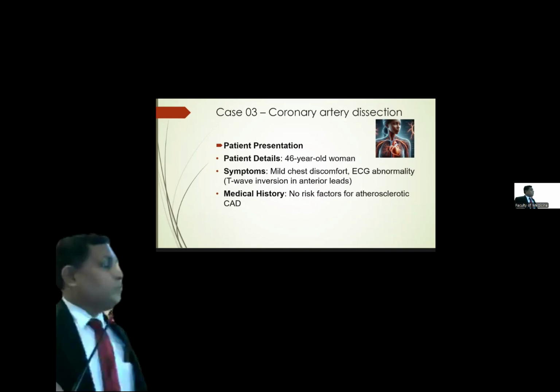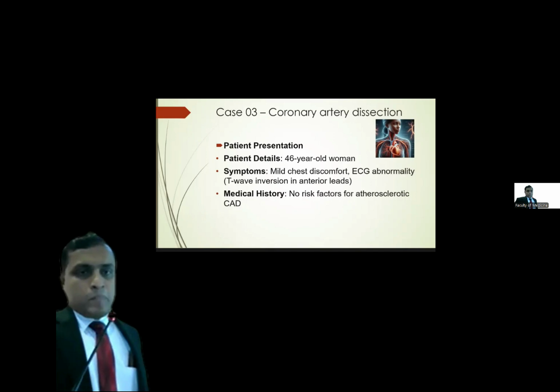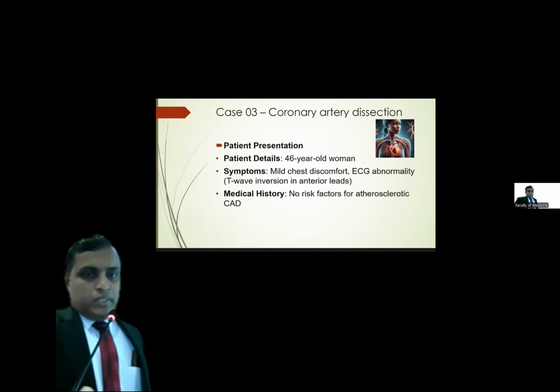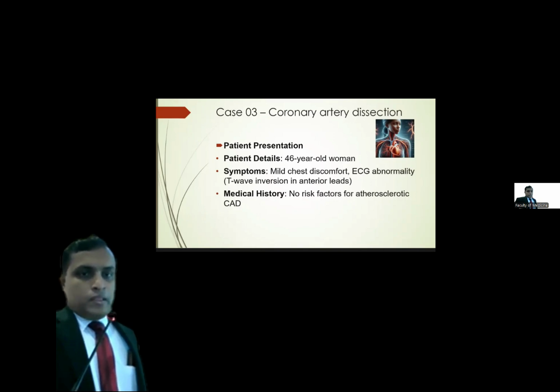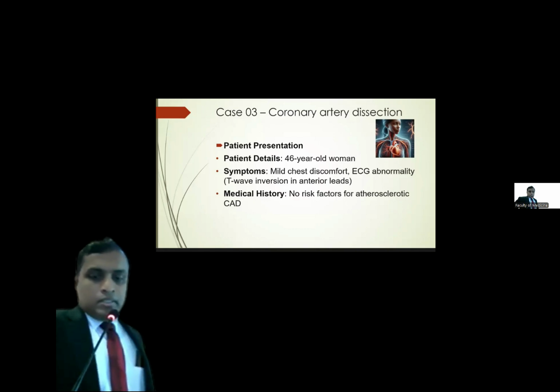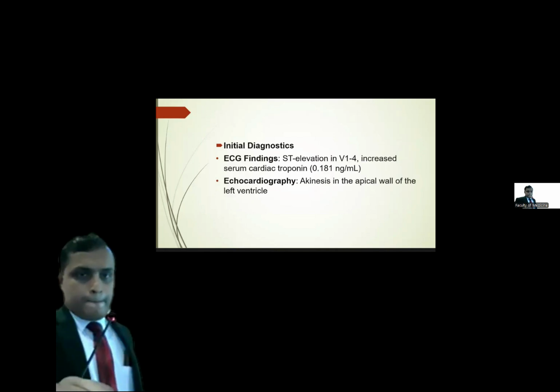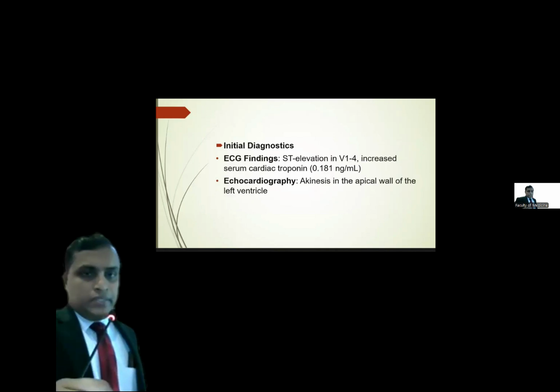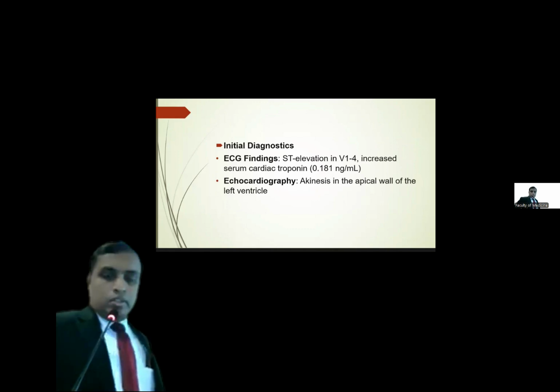So go to the third case. It's a 46-year-old woman, a young lady coming with mild chest discomfort. ECG showed T wave inversions in anterior leads. She didn't have any risk factors for atherosclerotic coronary artery disease. ECG showed ST elevations in anterior leads with increased troponin. Echocardiography showed akinesia in the apical wall of the left ventricle.